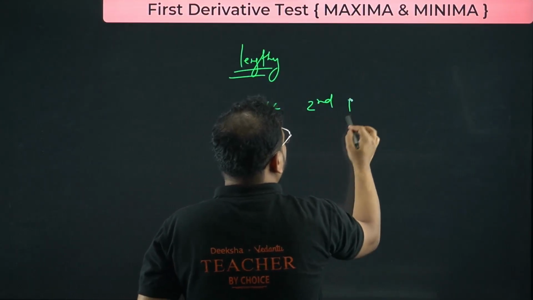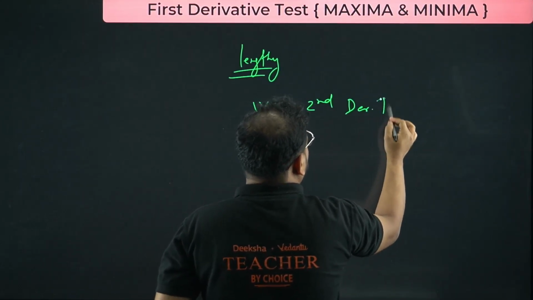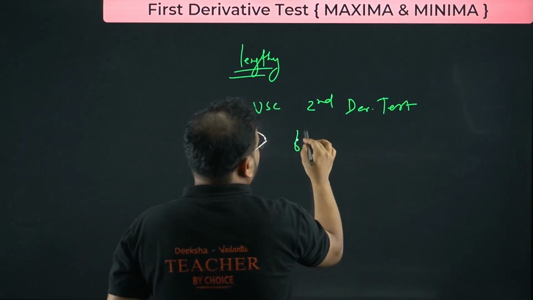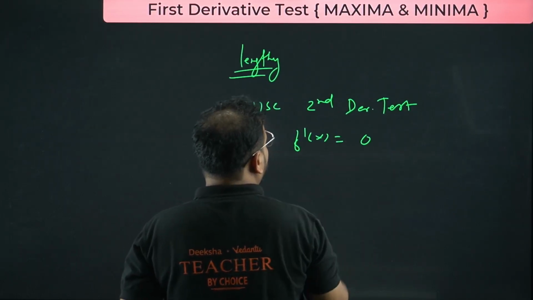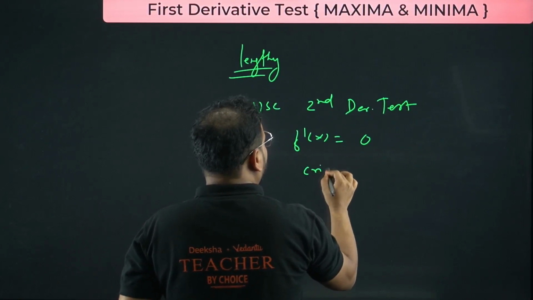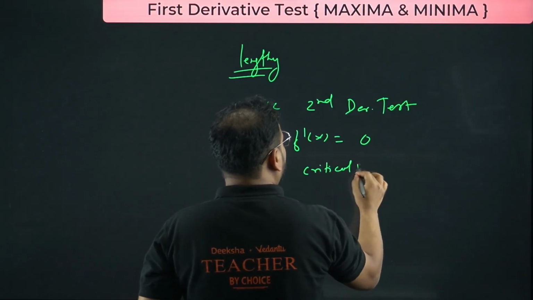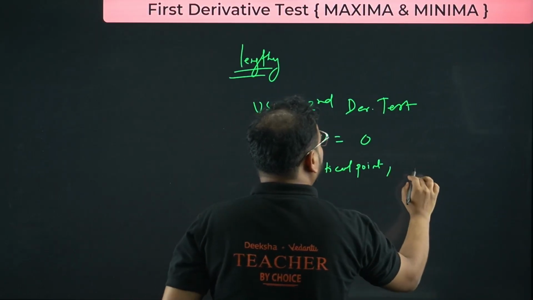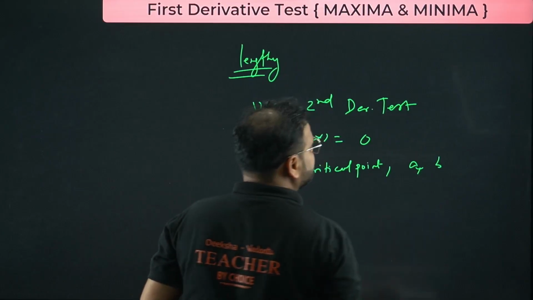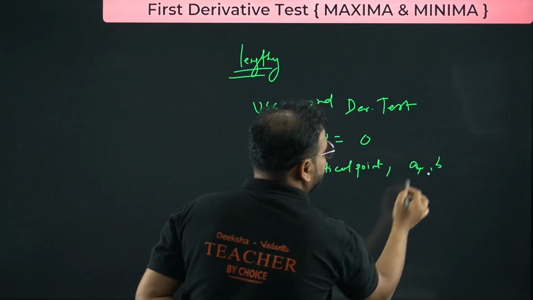second derivative test. What do you do in that? F dash of x you find, put it equal to 0. From there you get all the critical points. Critical points you find from here. Let's say the critical points are A and B.